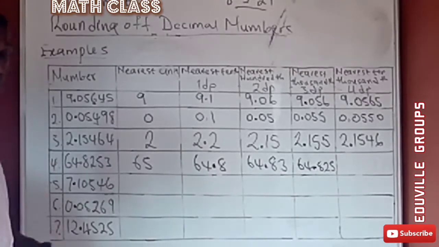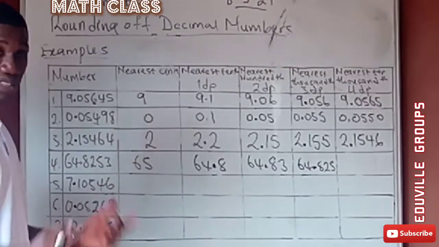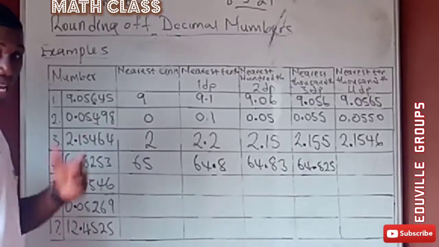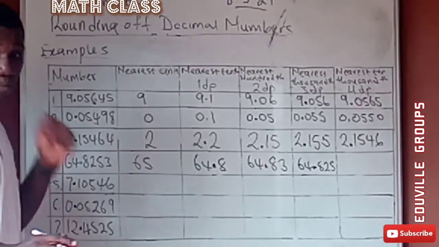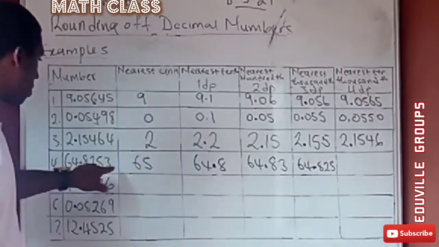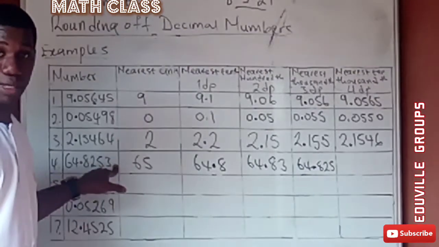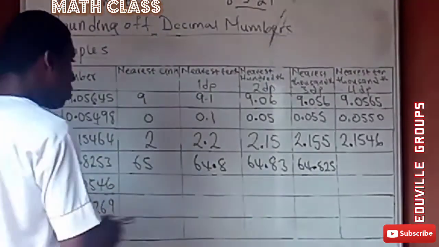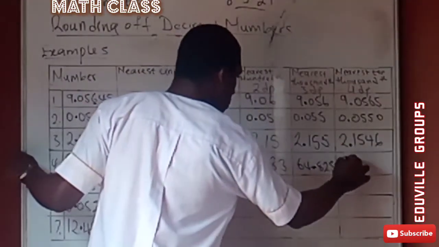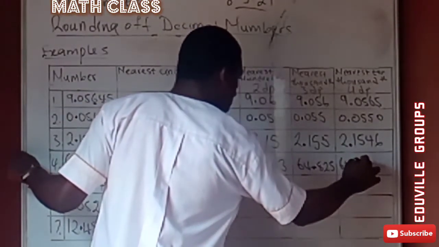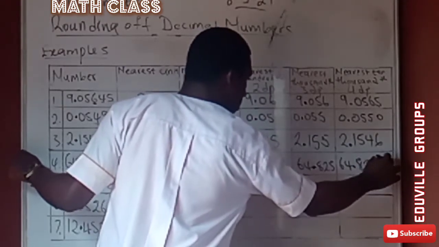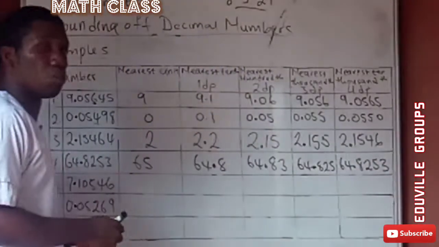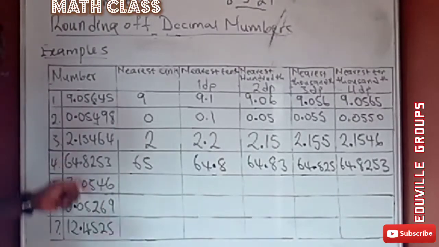But here, we assume that what we have there was 0. So we're not adding anything. So our answer is going to be exactly the same thing. We're not changing anything because there is no next number. So our answer is going to be 64.8253. So our answer will be the same as the one given to us.